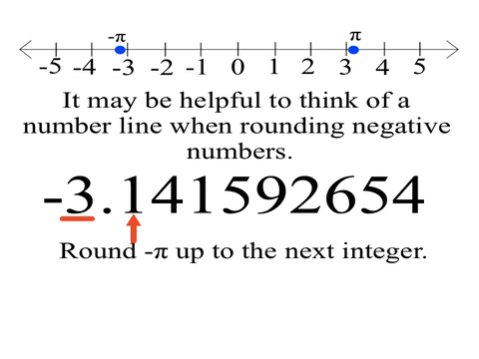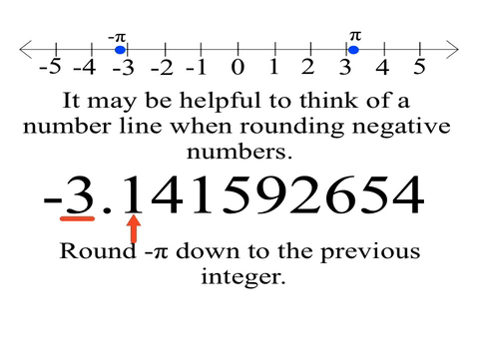The number line may help when rounding negative pi up to the next integer, because you can look at the number line and see that the next integer to the right of negative pi is negative 3. And then we round negative pi down to the previous integer. We look at the number line again, and we can see that the integer to the left of negative pi is negative 4.